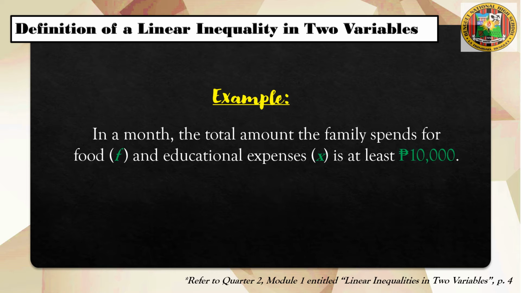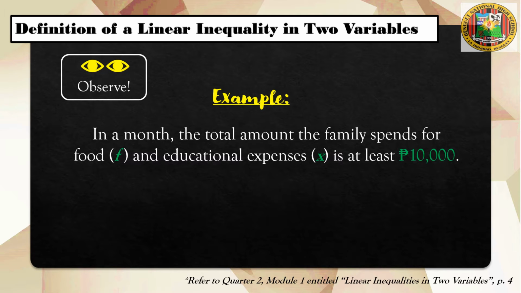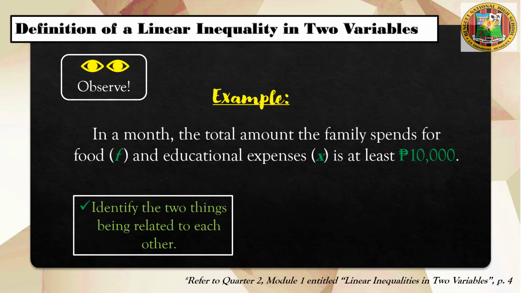To write a linear inequality that describes this situation, we observe. First, let us identify the two things or quantities that are being related to each other. In the problem, it is the food and educational expenses already represented by F and X respectively.